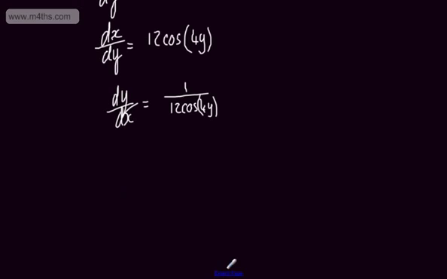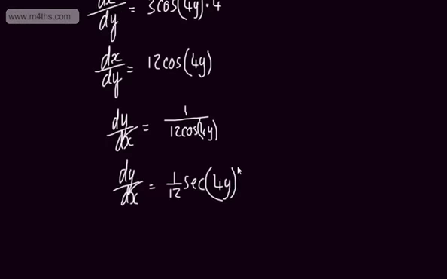Now at this stage, if we wanted, using our reciprocal trig identities, we could write that dy by dx will be equal to 1/12 sec 4y. We know that 1 over cos x is sec x, so if we have 1 over cos 4y, we could write this now as 1/12 sec 4y. That's writing it in terms of y.